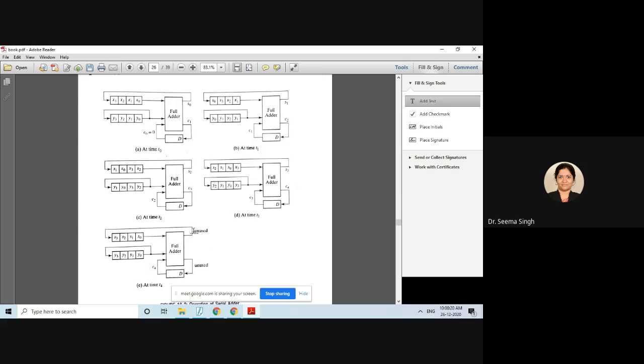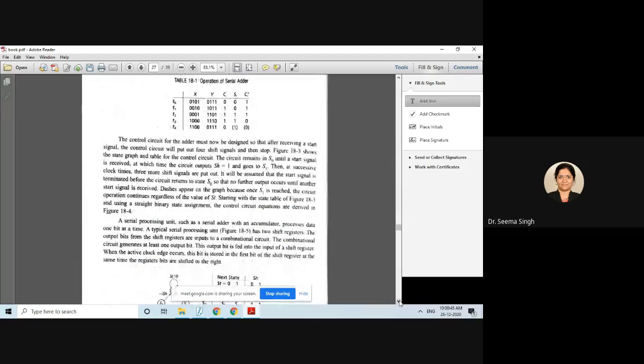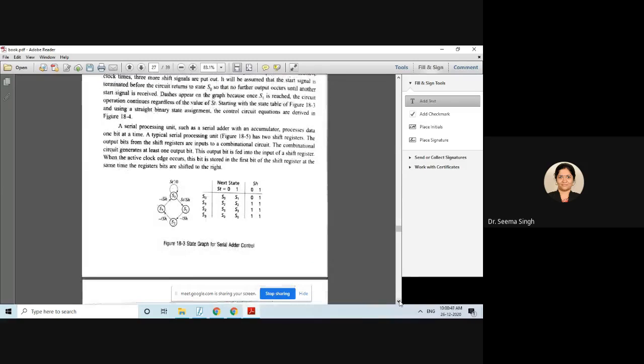Now it is not being used because your data is here. So as I told you, S3, S2, S1, S0 is here, and C4 is here. So your complete data is available here. And what do you have in your second register? In your second register, the same data will appear after one circular shift. Okay, so this is your operation. Now what I was asking you was that you should understand this state graph.